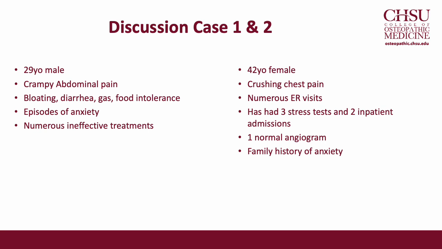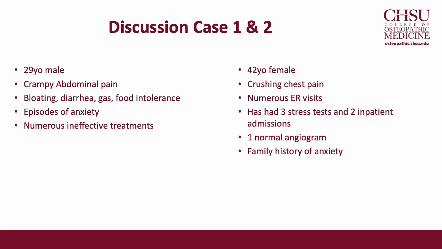These are cases that we'll explore more in class. Case 1 involves a 29-year-old male who has crampy abdominal pain, bloating, diarrhea, gas, and food intolerances, along with episodes of anxiety and numerous ineffective treatments. We might consider ways in which this patient's symptoms cause them to feel anxiety, as well as how their anxiety may cause them to have symptoms.